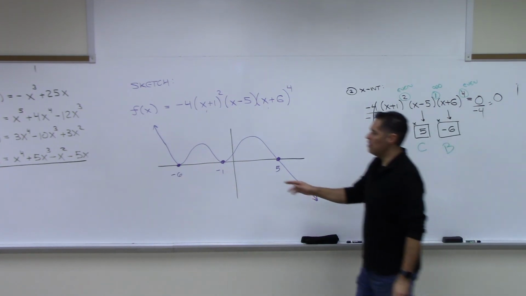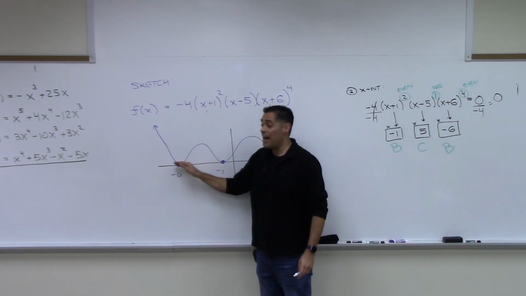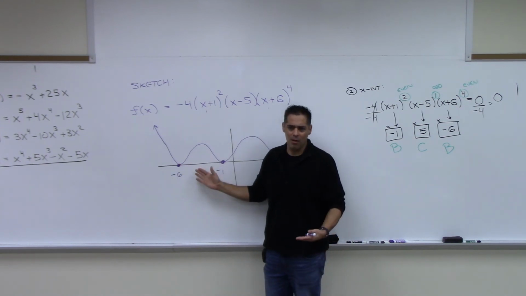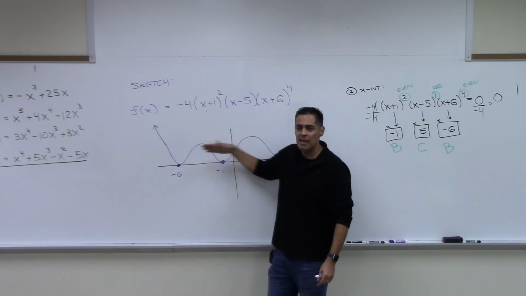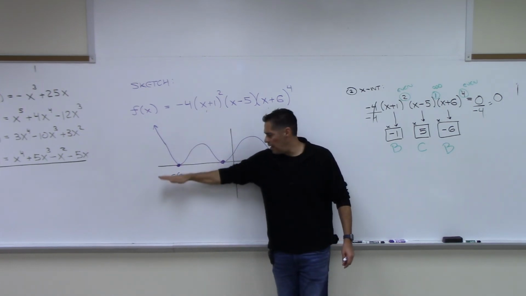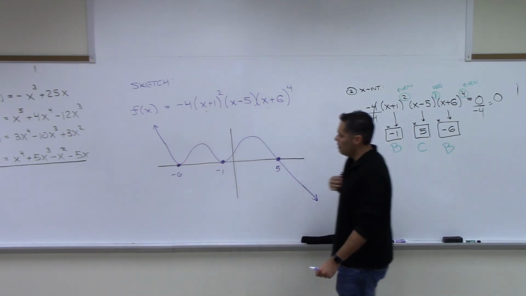Just make sure that when you do your bouncing, you're not actually coming below, right? The whole idea of bouncing is, think of it like a ball. It's going to bounce off the ground and come back up. It's never going to go below the x-axis. That's it.